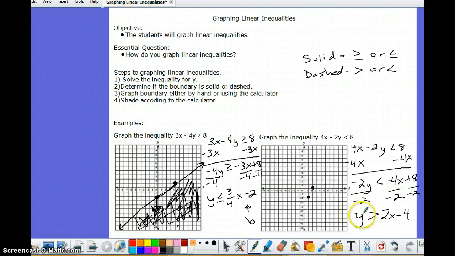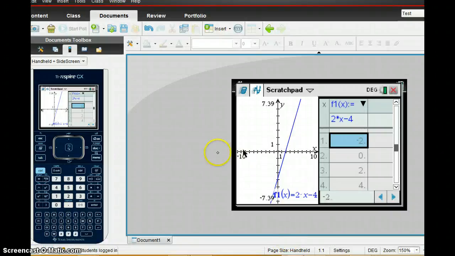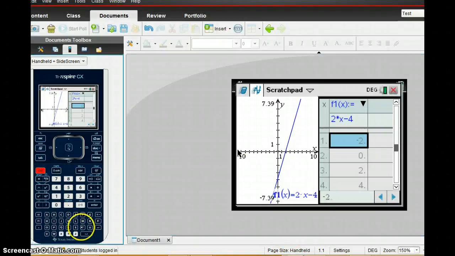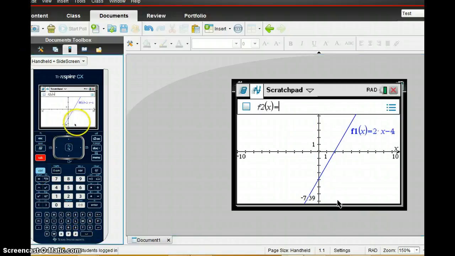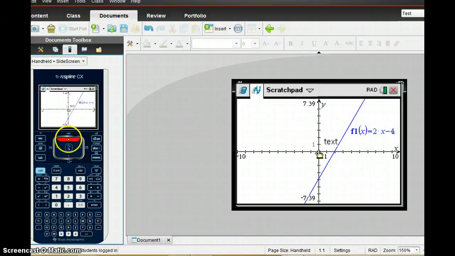All right, now here's the thing. No or equal to, this is going to be a dashed line right here. So we're going to draw a dashed line as best we can, like so. Now it's greater than, so it should go up. We're going to check that here in a second. So we go back to our calculator. We get rid of our table because we don't need it anymore. We're going to press tab. We're going to go back to the one that we just entered in.